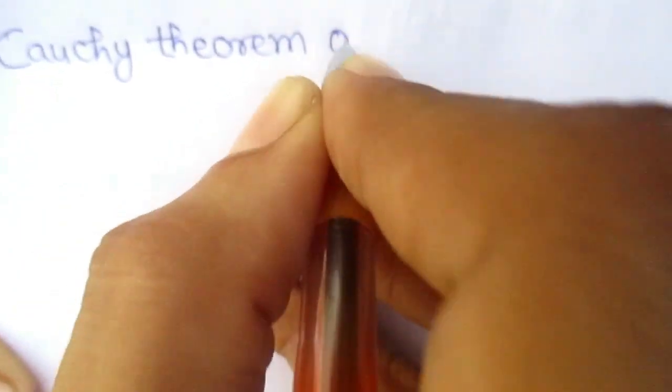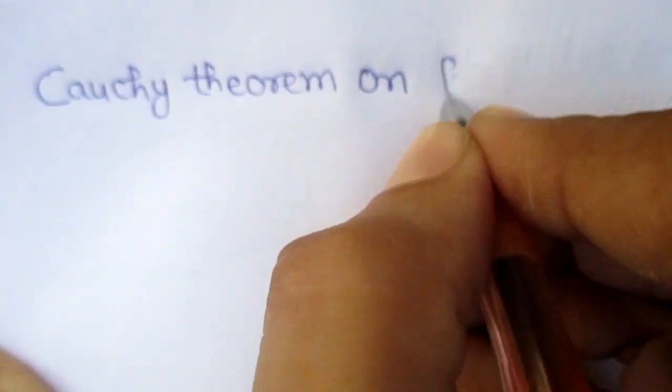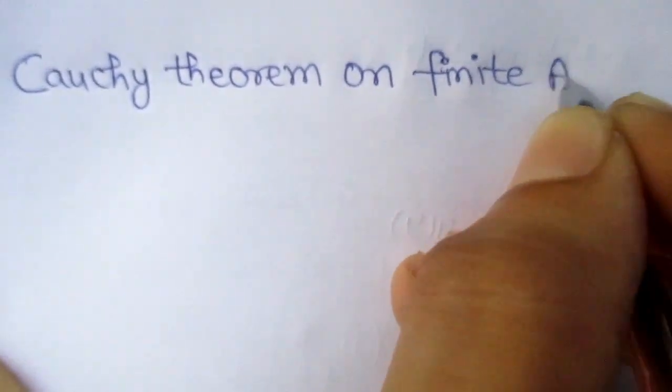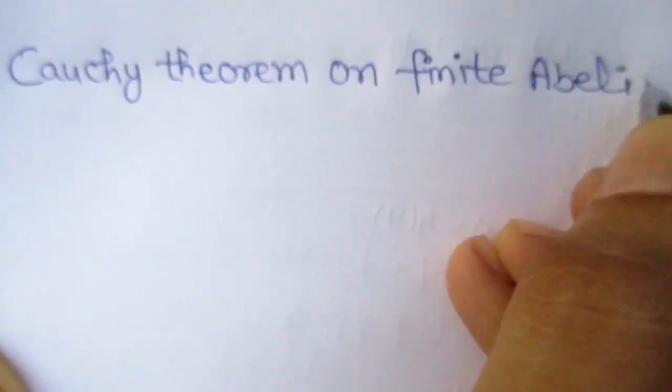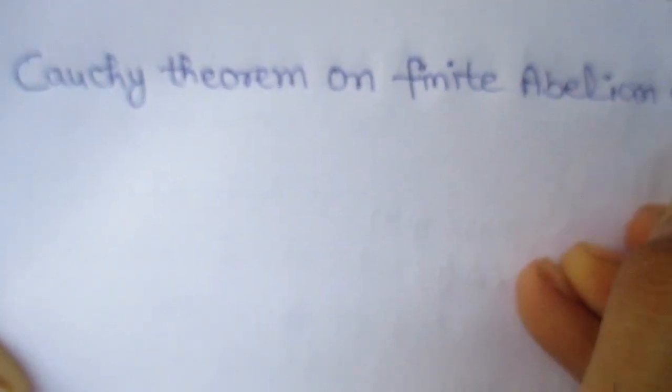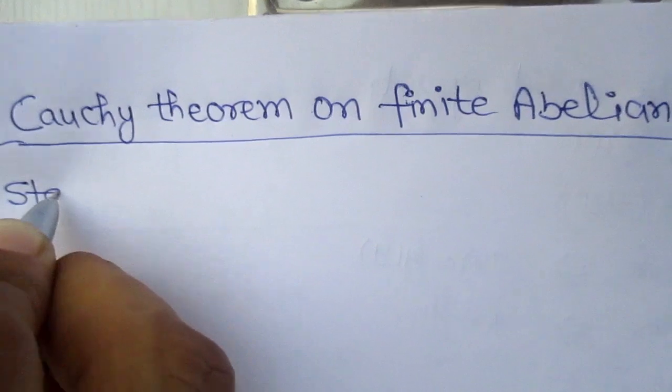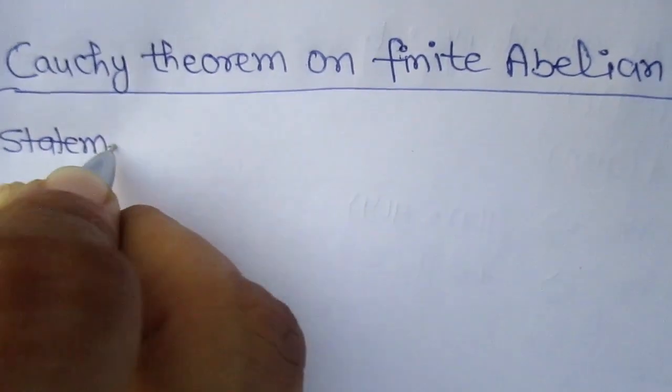Cauchy theorem on finite Abelian groups. Cauchy theorem on finite Abelian groups.